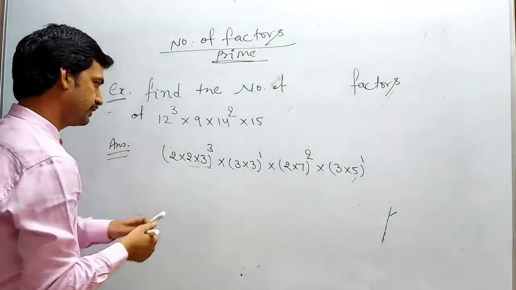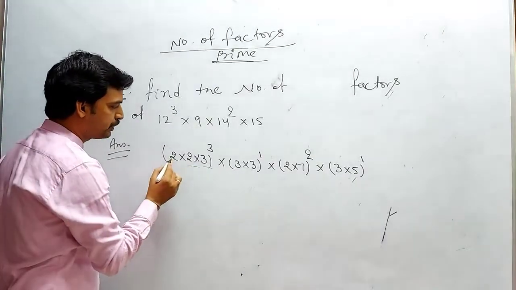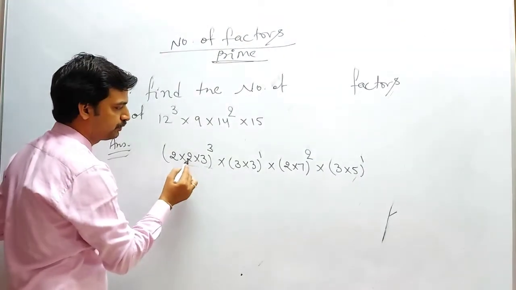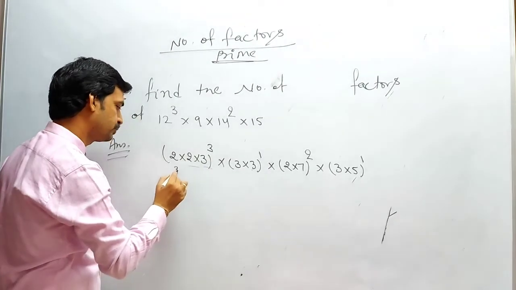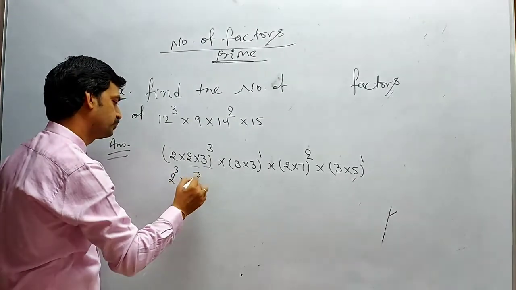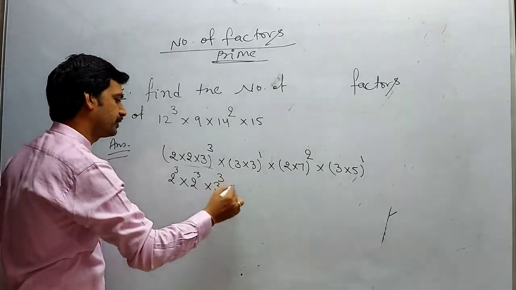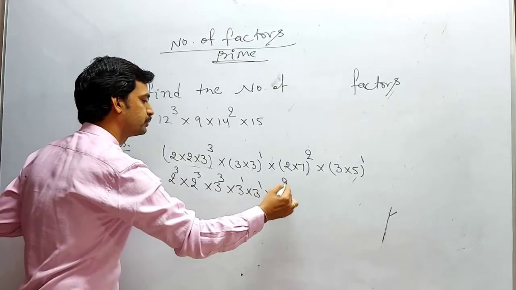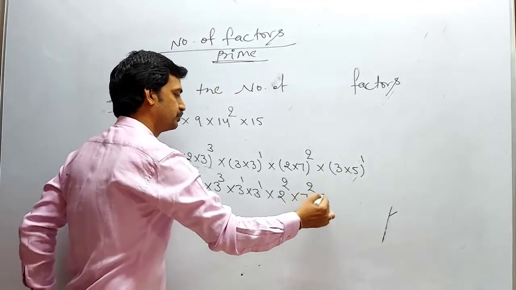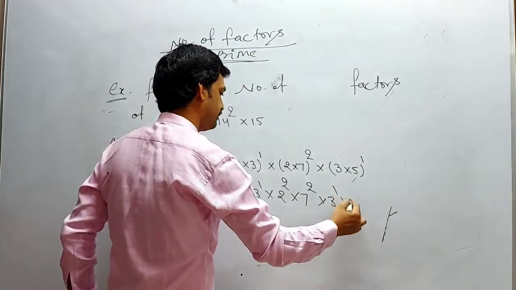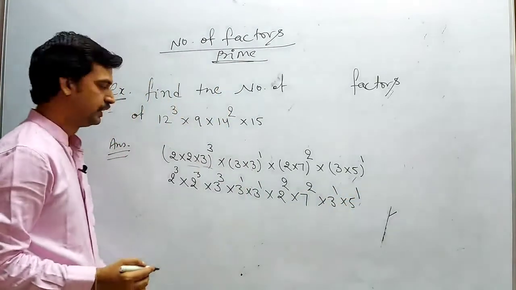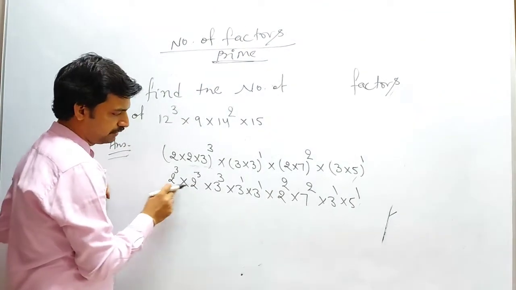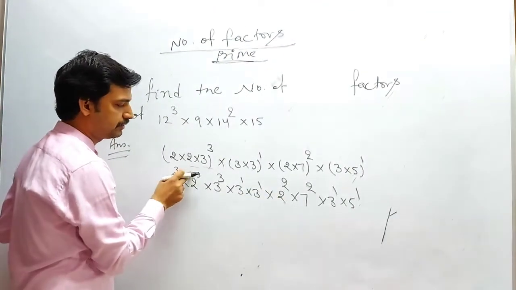For number of factors in this one, what we'll do, how many 2's are there? This one is 1, this is 1, 3, 3. So this will give you 2 raised to 3 into 2 raised to 3, 3 raised to 3 into 3 raised to 1 into 3 raised to 1 into 2 raised to 2 into 7 raised to 2, 3 raised to 1 and 5 raised to 1. Clear? After that, how many 2's are there? 1, 2 and 3 times. 3 power, 3 power and 2 power.